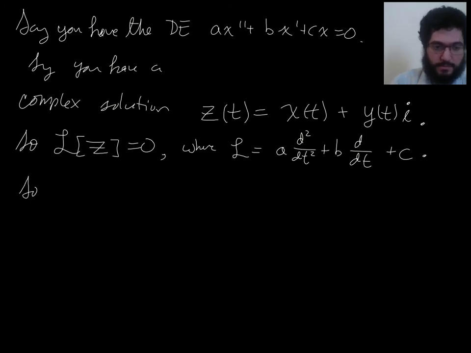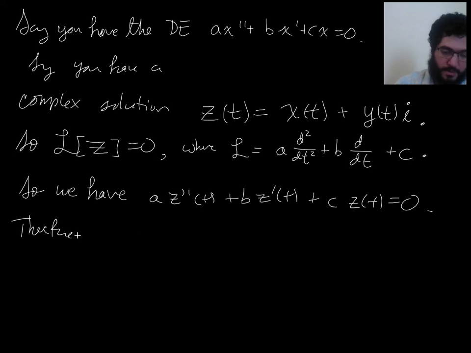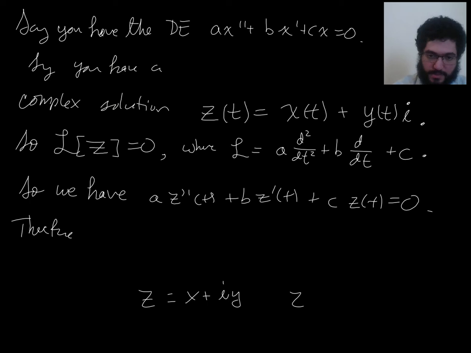So we have a z prime prime of t plus b z prime of t plus c z of t equals 0. That's what that means. Therefore, so now let's work out what is z prime prime, or what is z prime. Let's focus on this one first. If z is x plus iy, then what's z prime? Is x prime plus iy prime.